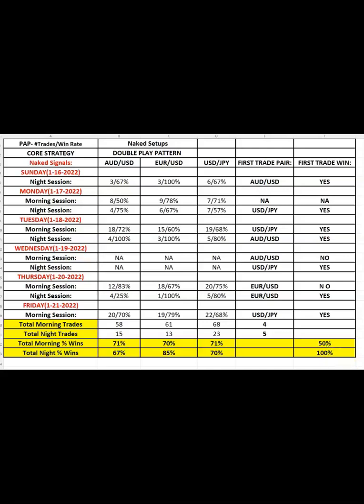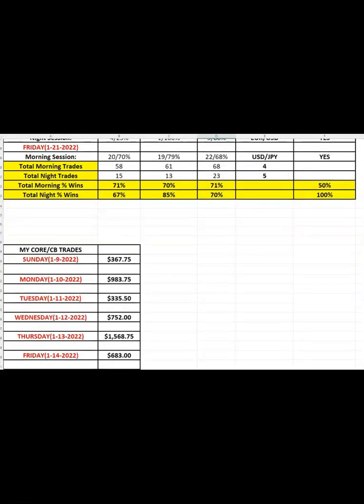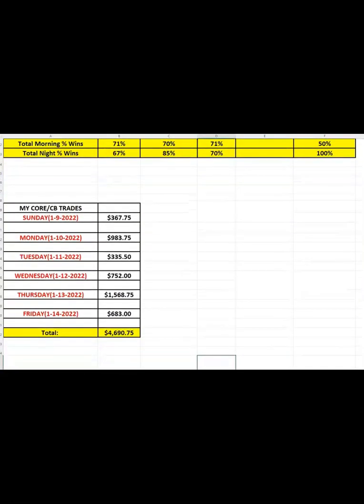But nonetheless, in the evening, hit at 100%. So, on average, certainly brings that up. So not a bad week overall as far as my results. I am now trading some core, trading a little bit of CB.